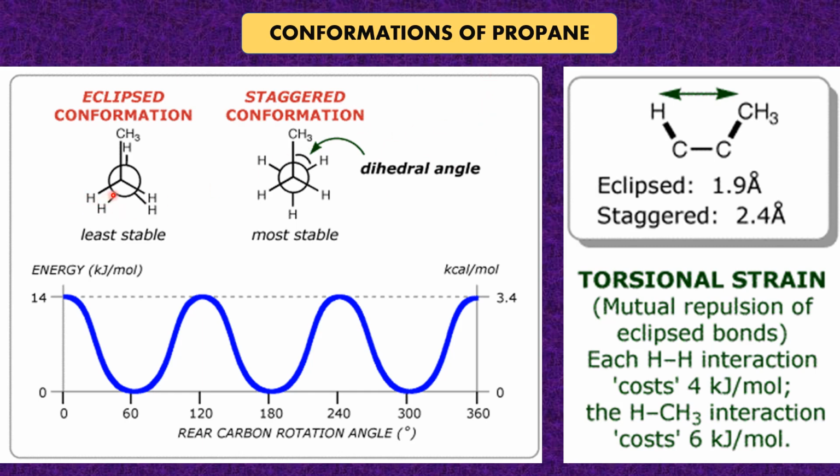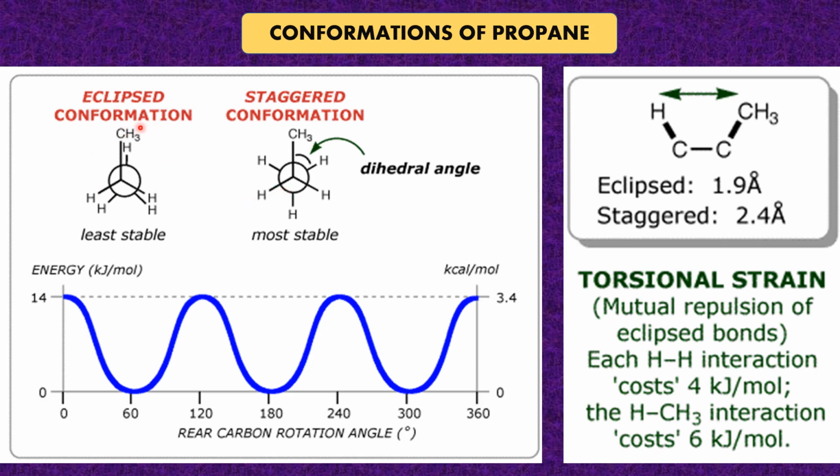The two most important conformations of propane are given here. The staggered conformation is the most stable conformation of propane, and the least stable conformation of propane is the eclipsed conformation. This eclipsed conformation has 14 kilojoules per mole higher energy than the most stable conformer of propane, the staggered conformer.